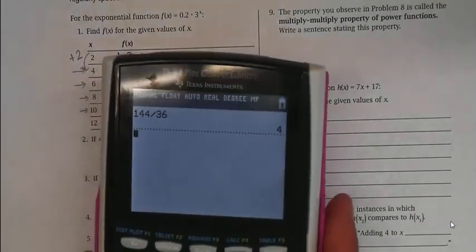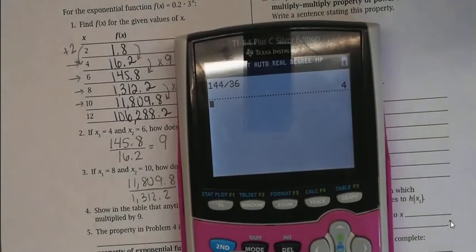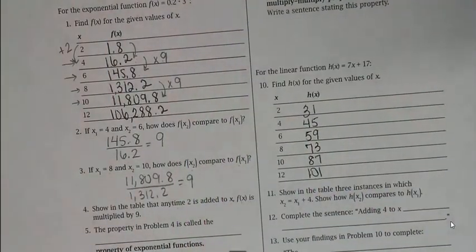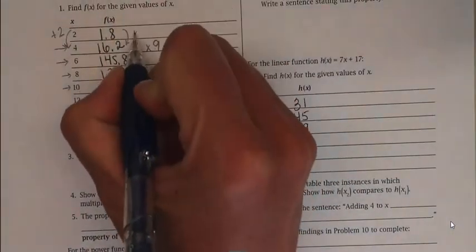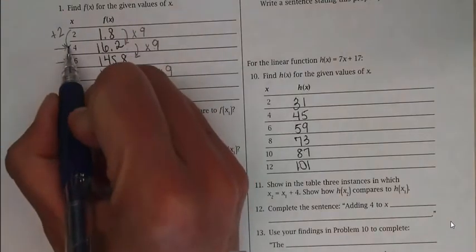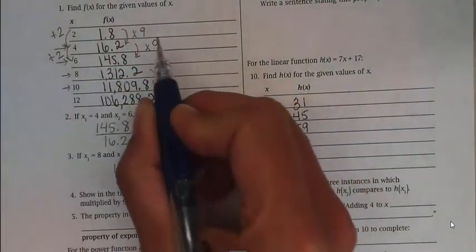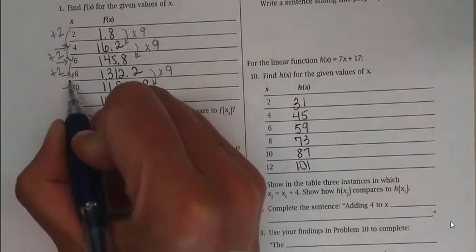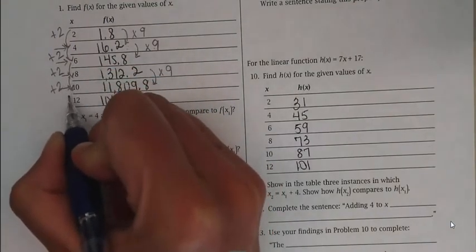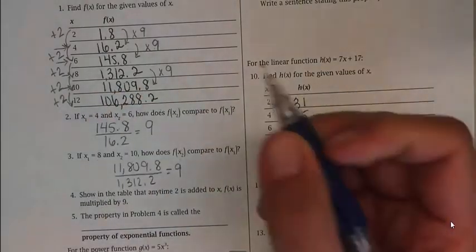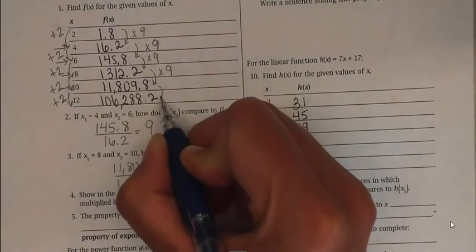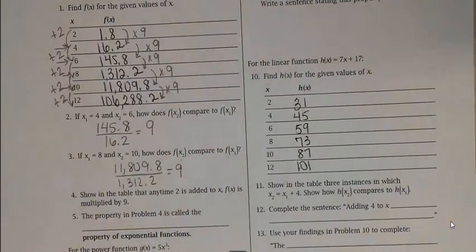If I take 1.8 and I multiply that by 9, am I going to get 16.2? And in fact, it is working. Okay, so there's another multiply by 9, right? Add another 2. We can see that multiplying by 9 works, right? And so on. Add 2. So there's this constant pattern that if I add 2 to my inputs, what I'm really doing in my outputs is multiplying by 9. So that's how you would show that.